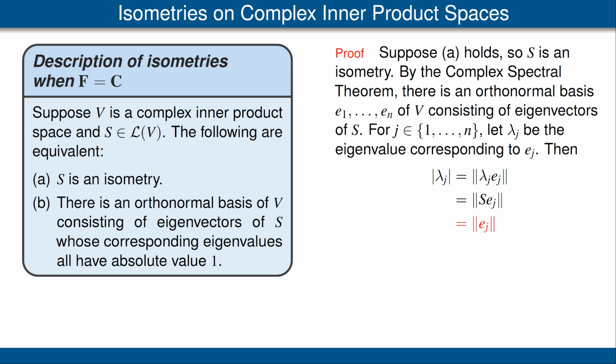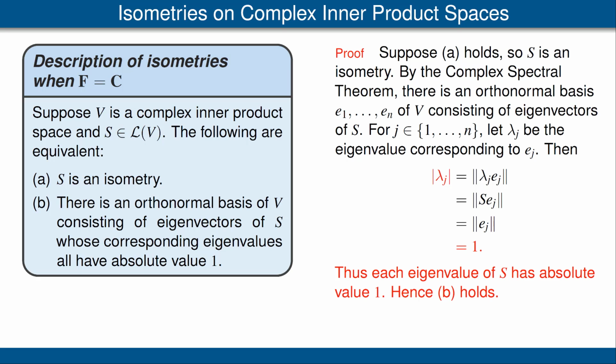And S is an isometry, that's our assumption here, so the norm of S of Ej is equal to the norm of Ej. And of course, the E1 up to En was an orthonormal basis, so the norm of each Ej is 1. Looking at the first and last equations, now highlighted in red, we've shown that each eigenvalue of S has absolute value 1. Thus, condition B holds. We've proved that A implies B. We showed earlier that B implies A. We did that as an example, so that completes the proof of this result.